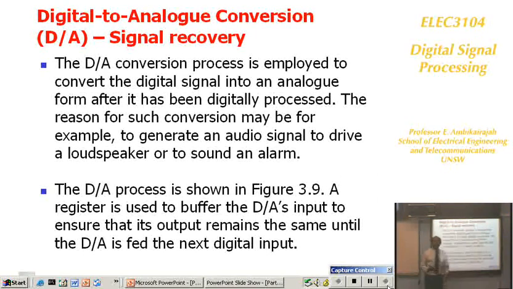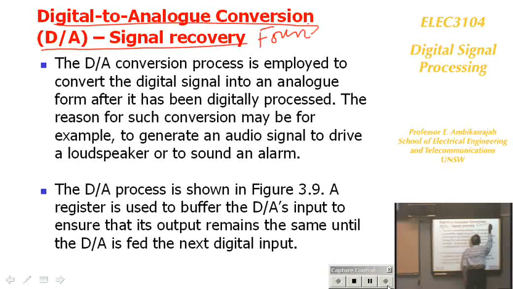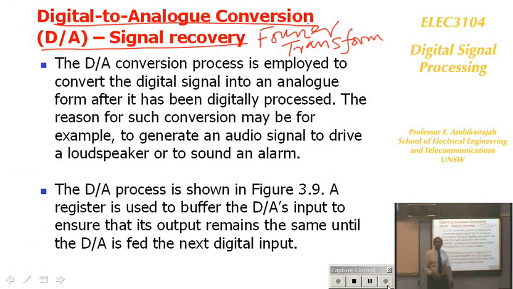Next part, we have done A to D conversion and we have looked at the spectrum. The next part is digital to analog conversion. In order to understand this, you need to know Fourier transform, which we have not done fully yet. As I said to you, it comes in part B, chapter 2. But let me explain, and later on you can revisit this.